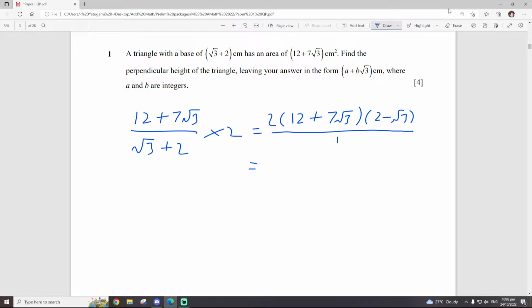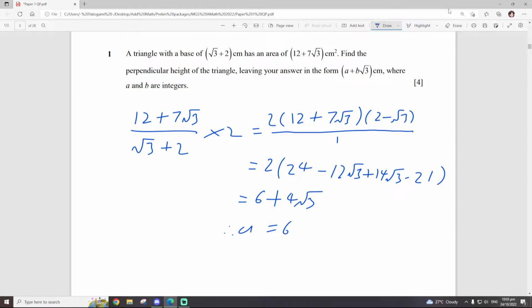Okay, we can simplify this a bit. So 2, we can expand this, so we'll get 24 minus 12 root 3 plus 14 root 3 minus 7 times 3, so 21. And this is 3 plus 2 root 3 times 2, so 6 plus 4 root 3. Okay, so therefore A equals 6, B equals 4, right? Okay, so that's a good start.